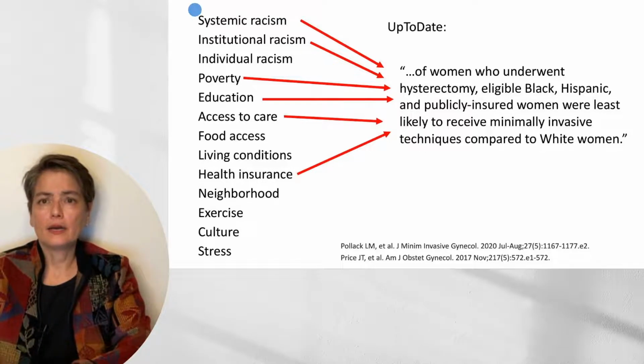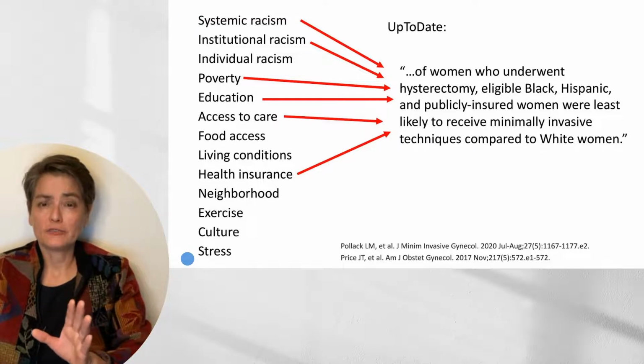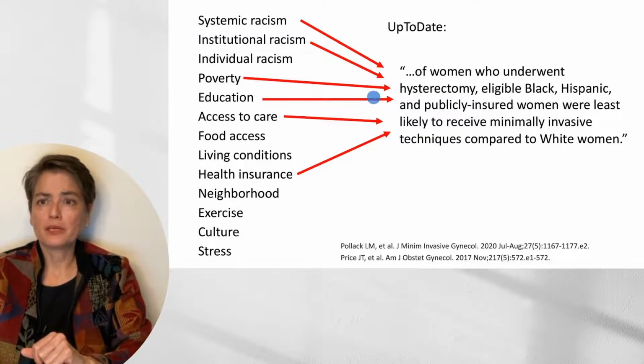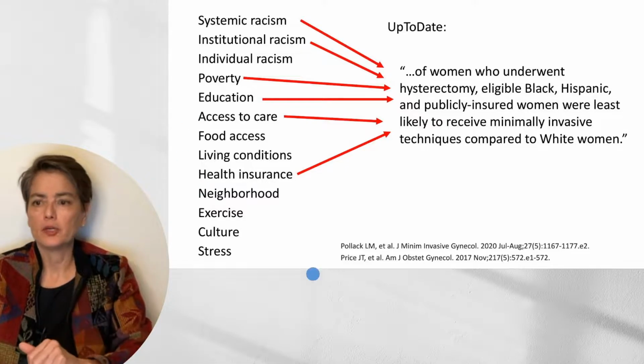And I would say that the components here, and just keep in mind, this is not an exhaustive list. I think this list should probably be 4 or 5 times as long. But systemic racism is definitely a component because of the link to public insurance. Institutional racism, because the hospitals that serve these populations had fewer surgeons who performed minimally invasive techniques. Poverty, education, access to care, health insurance, perhaps neighborhood.